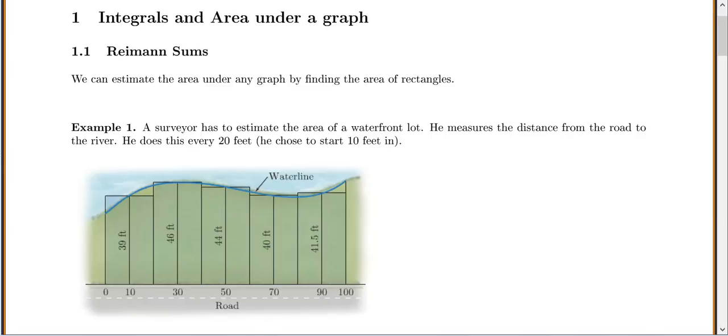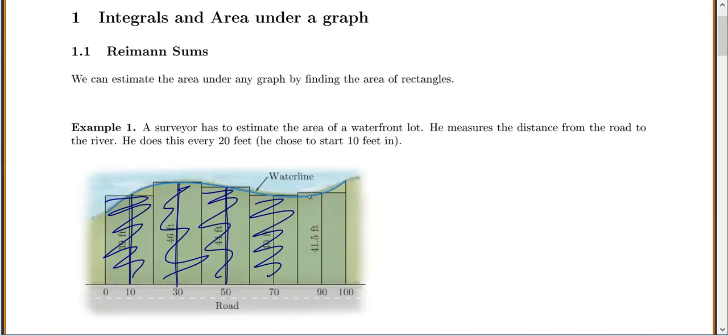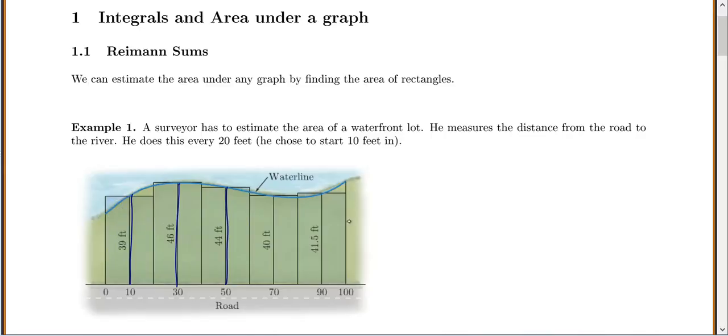So he chose, and he didn't have to, to come 10 feet in and measure, and that was 39 feet from the road to the river. And at 30 feet in, it was 46 feet from the road to the river. At 50 feet, it was 44 feet, etc. And you can look at this and say, okay, he actually did 1, 2, 3, 4, 5 rectangles. So I'll erase those.